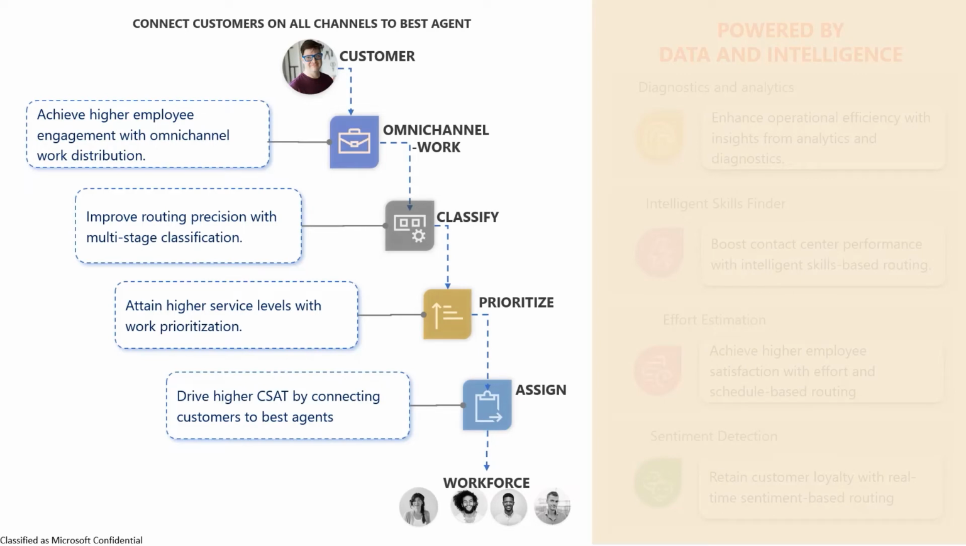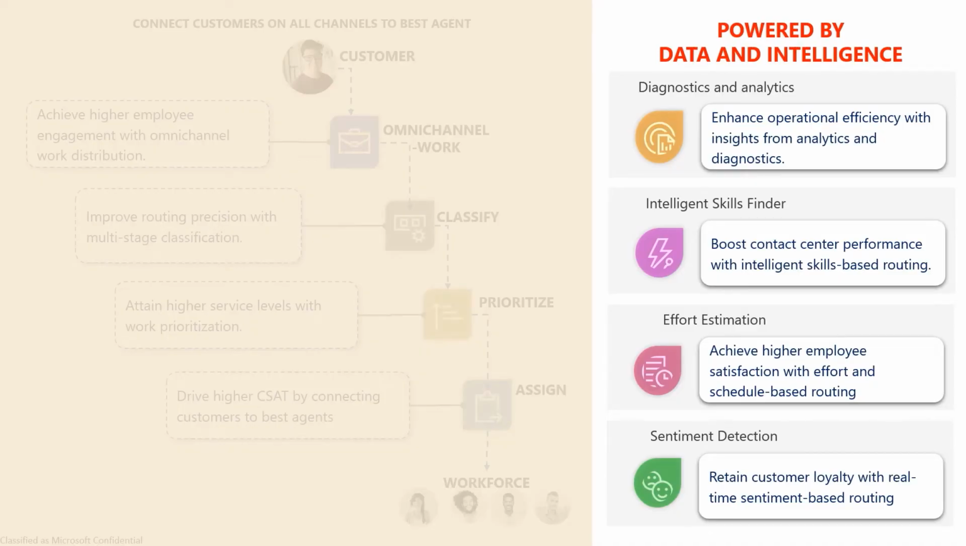In the last few minutes, we saw how the unified routing process is designed to deliver value at each stage. We learned about omnichannel routing, multi-stage classification, work prioritization, and automated assignment across a diverse workforce. Now let us look at how unified routing is powered by data and intelligence. We'll start with the operational analytics and diagnostics capabilities in unified routing, and then we'll look at three out-of-box ML models available that can help you boost your contact center performance and heighten employee and customer satisfaction.